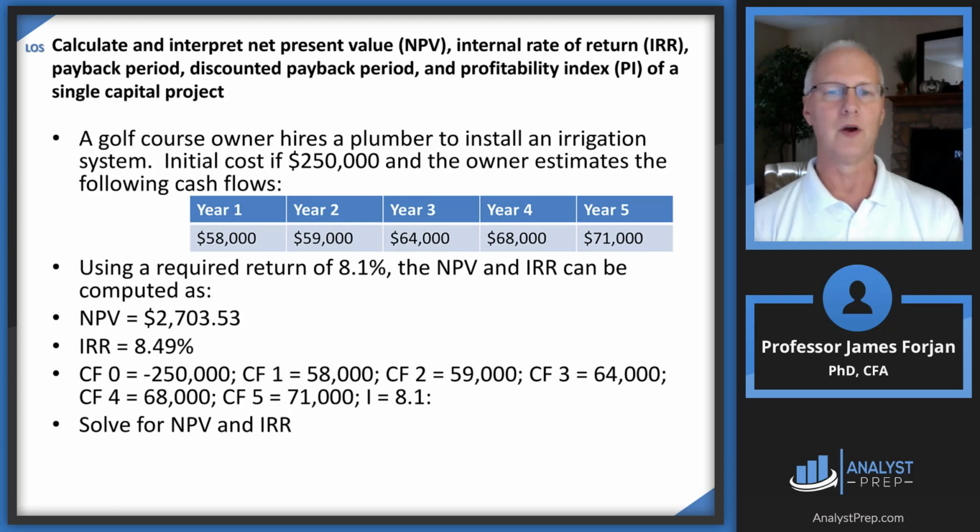So this is what you're going to do. You're going to go into the cash flow function, make cash flow 0 a minus 250. Don't forget the minus sign in front of that. And then cash flow 1 is 58 and 2 is 59, et cetera, et cetera. Don't forget to put the I as 8.1% in at the end, and then just hit compute NPV and compute IRR. So go ahead and pause and make sure you can compute those two numbers. Oh, and by the way, we're going to say therefore accept regardless of whether we use NPV or IRR, because NPV is greater than 0 and the IRR is greater than 8.1.